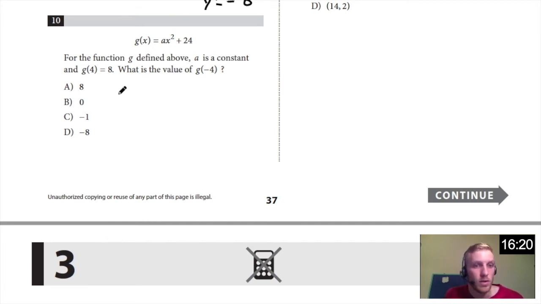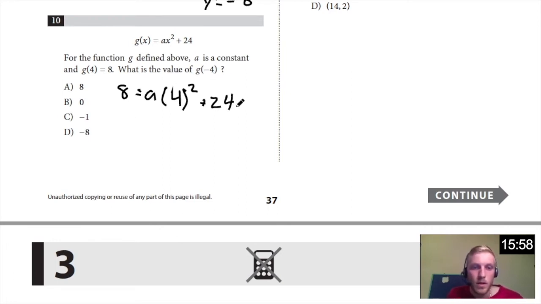So let's see, let's substitute in. 4 is going to be our x value. So we can say 8 is equal to a times, remember our x value is 4, a times 4 squared plus 24. All right, let's solve this equation.